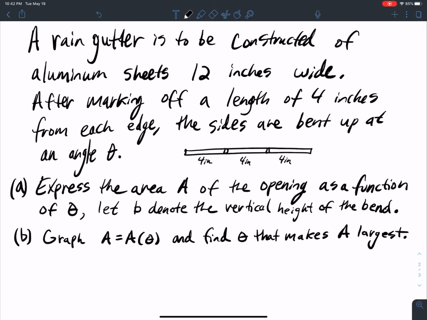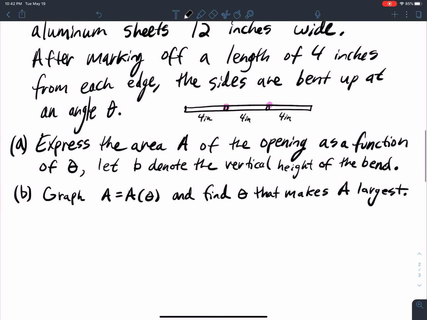So we've got an application here. We've got a rain gutter that is to be constructed of aluminum sheet that's 12 inches wide. That's this sheet right here. After we make marks every 4 inches, at those marks we're going to bend it up some angle theta. So this little rain gutter is going to look like this here, okay? And so each of these are 4 inches.